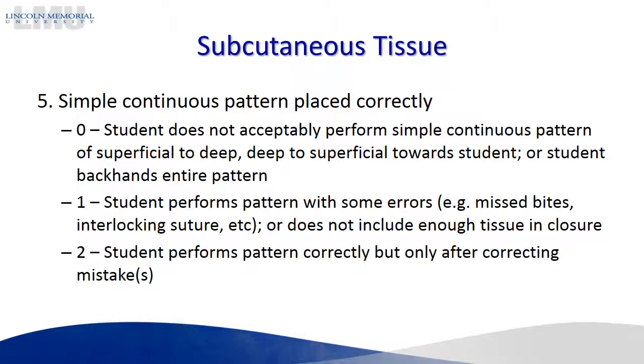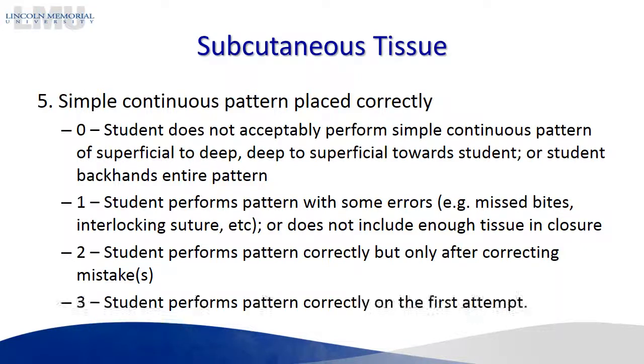And then a 2, a good performance, this is going to be a student who performs that pattern correctly, but only after they corrected a mistake or 2 in the process of placing this pattern. And a 3 is going to be that student who performs the pattern correctly on their first attempt at placing it and just does a very workman-like competent placement of this pattern.